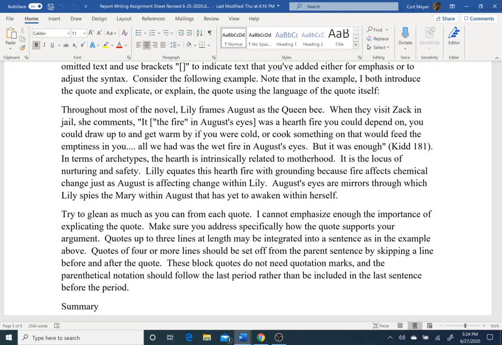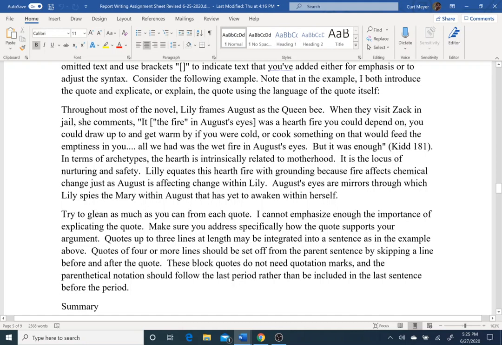The fire in August's eyes. Note here, the fire in August's eyes is in brackets. This is because I added it, okay, to be clear about the antecedent of it, okay? Typically speaking, you never want to have it without an antecedent in an essay, unless it's a creative essay, or if the it is implicitly understood by your audience. Was the hearth fire you could depend on, you could draw up to and get warm by if you were cold, or cook something on that would feed the emptiness in you.